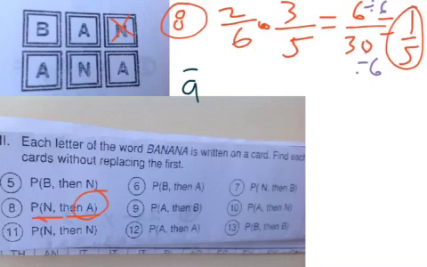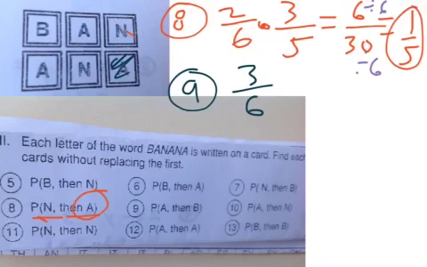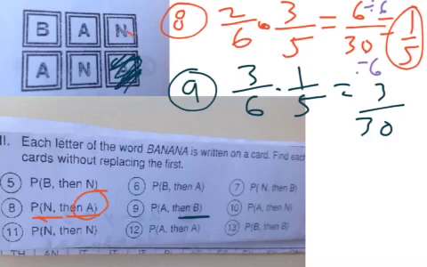Okay, problem 9. Starting over again, what's the chance of getting an A? 3 out of 6, right? Now, one of those A's is gone. Let's say it's that one. So there's only 5 cards left, right? So what's the chance of getting a B? Well, 1 out of 5, of course. So that's 3 out of 30, which reduces to a 1 out of 10 chance.